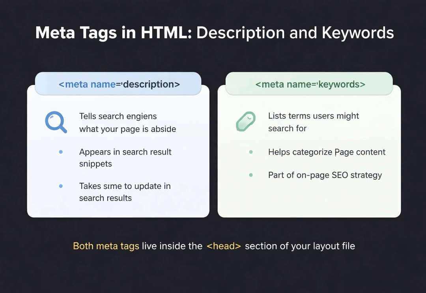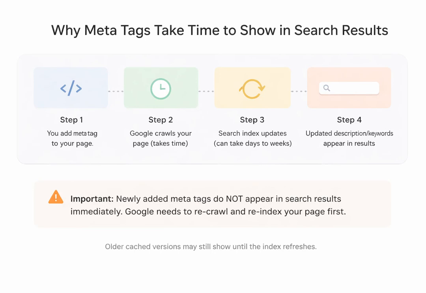One thing that often confuses beginners is you add your meta description, you check Google, and you still see the old text. Why? Because Google doesn't instantly know you've made a change. It has to crawl your page again, process the new content, and update its index.